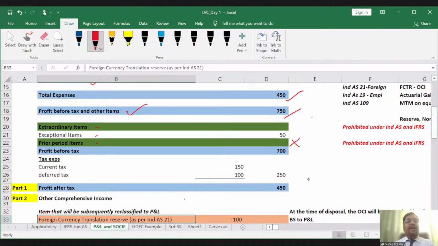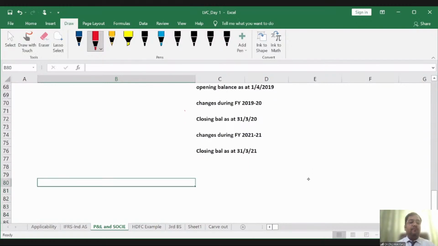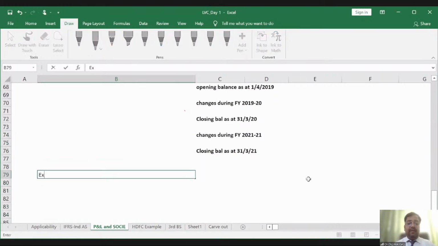Then coming to the extraordinary item and exceptional item. So friends, in our accounting standard 5, the concept of extraordinary item and the concept of exceptional item, both were there. What is meant by extraordinary item and what is meant by exceptional item? Extraordinary items are those items which are not in the ordinary activity of the entity.